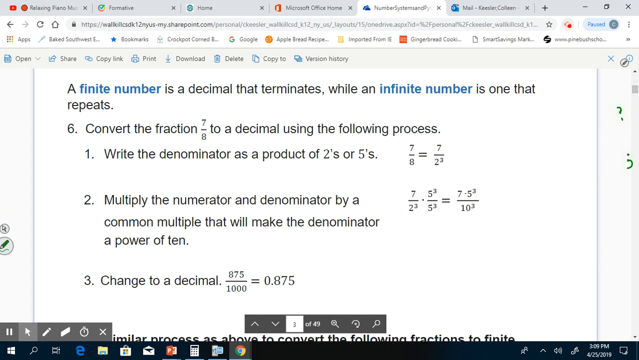So to do that, you're going to write the denominator as a product of 2's or 5's, because 2 times 5 is going to give us 10. Then you're going to multiply the numerator and denominator by a common multiple that will make the denominator a power of 10. And then you're going to change it to a decimal the way I just described.